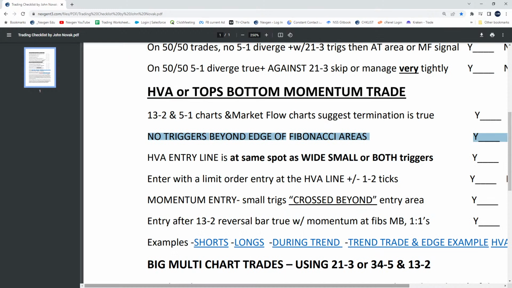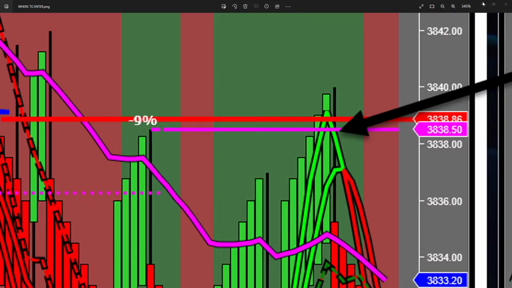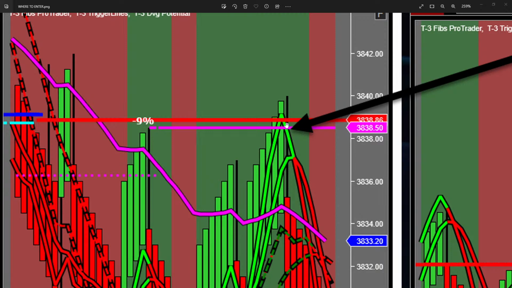Very, very, very important portion, because when the triggers go past the Fibs, it may break, it may not. So again, termination on all the charts, no triggers past all the charts. So that makes it a very serious top or bottom that's very obvious and very sharp on the chart. And this is one right here. I mean, look, that's a pivot stop out at Fibs.